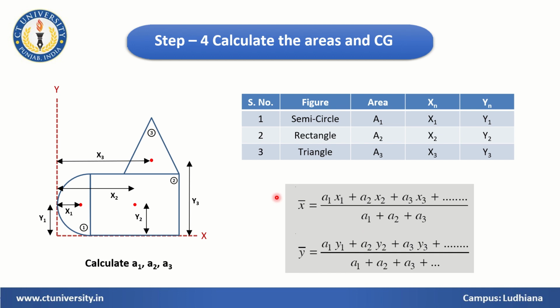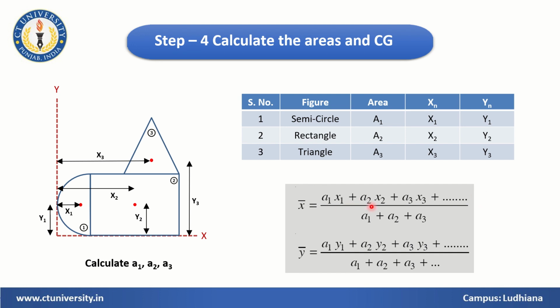X bar and y bar, these are the locations, or your final answer, of the center of gravity. This will be the position of the center of gravity for the entire figure. Okay, this will be the x dimension. So how to find the x dimension? This is A1 x1 plus A2 x2 plus A3 x3. It goes up to the number of figures. If you have two figures, it will be up to 2 only. If we have three figures, it will be up to 3. If we have four figures, it will have A4 x4 also, right?